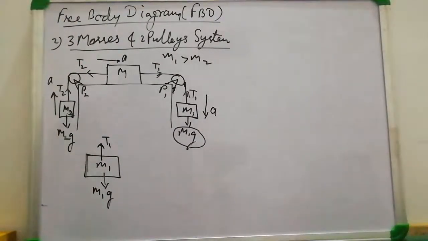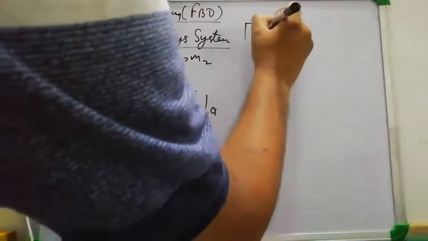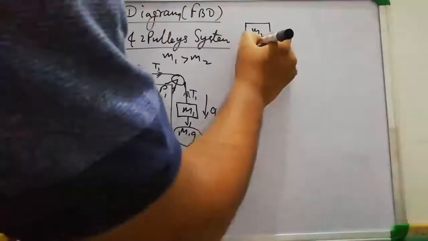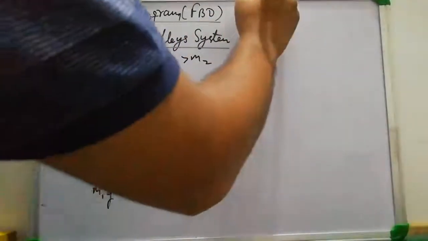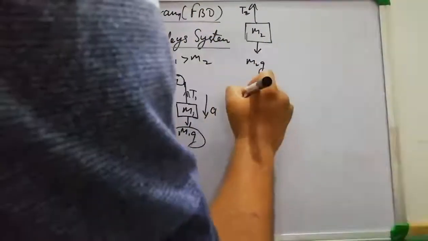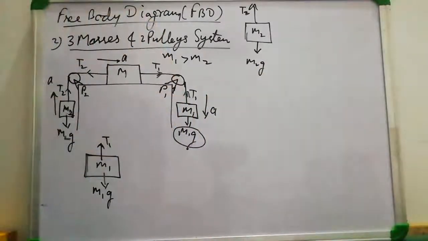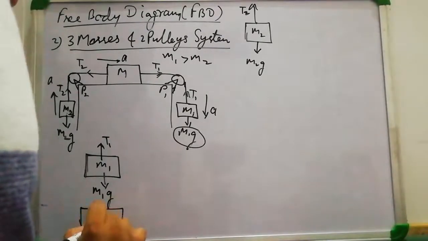Similarly, let us write it here for the mass m2. This is mass m2. So m2g is acting vertically downward, but tension T2 is acting in the vertically upward direction. And for the mass capital M, let us draw it here. This is the mass capital M.